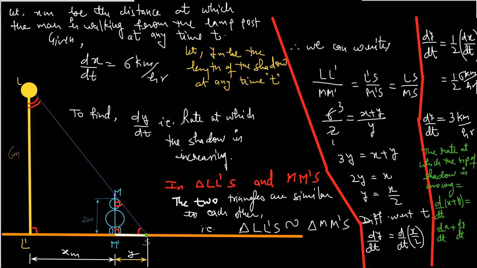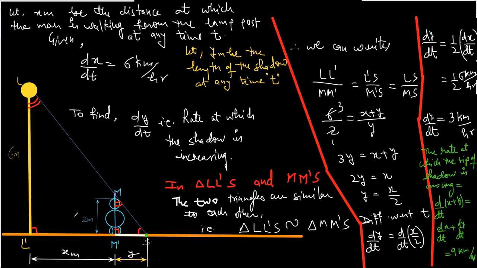D by dt of x was 6 km per hour and dy by dt is 3 km per hour. So this will become 3 plus 6, that is equal to 9 kilometers per hour. This is the rate at which the tip of the shadow is moving. I once again apologize. I was saying changing. For the tip, what is the correct way? We should be saying the rate at which the tip of the shadow is moving. Okay.